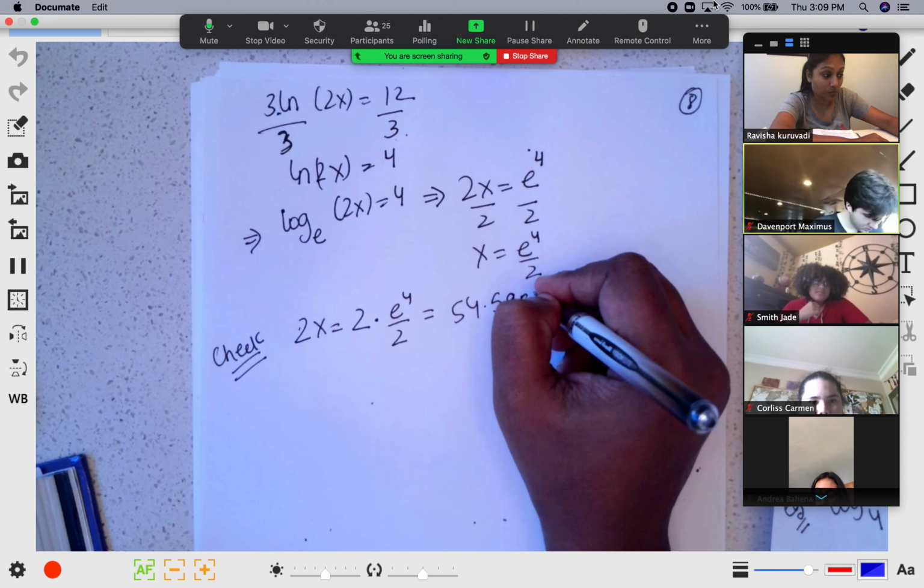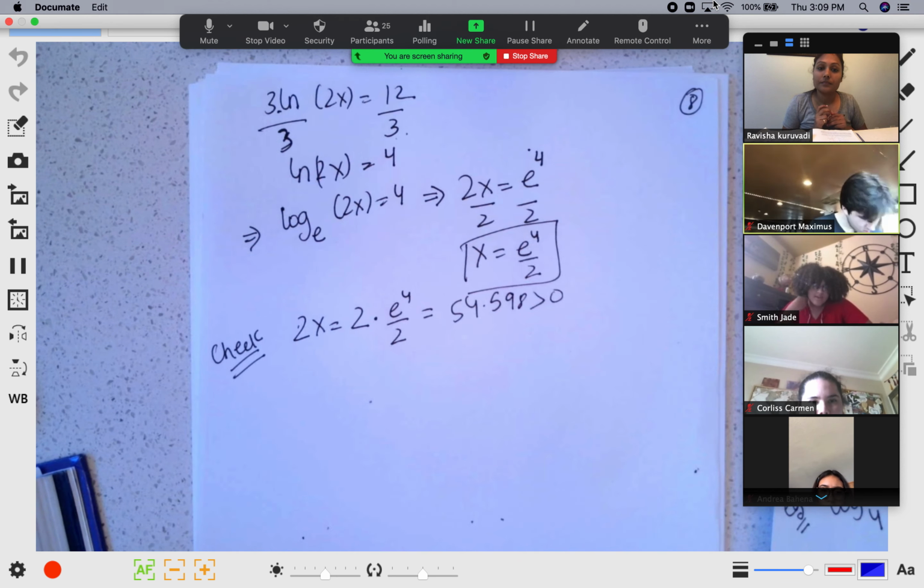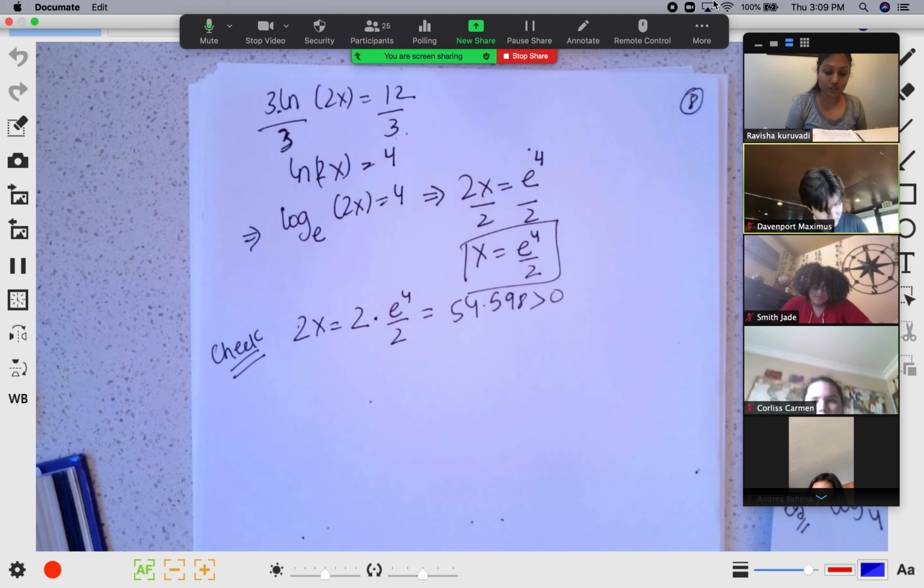Yes. It's positive. So this is my answer. You check by putting in the values and seeing if you're getting greater than 0 or not. Only for m you have to check. Your m should be positive.